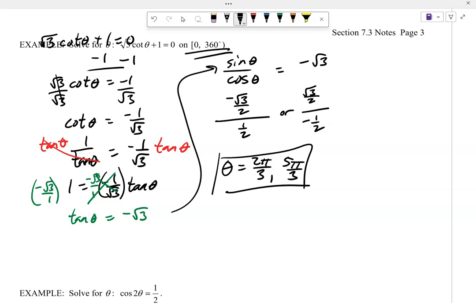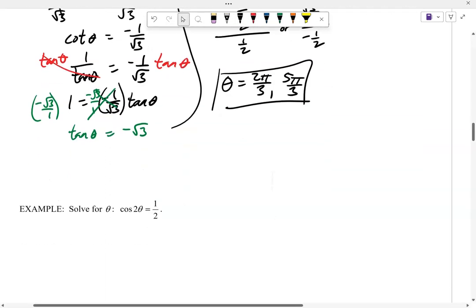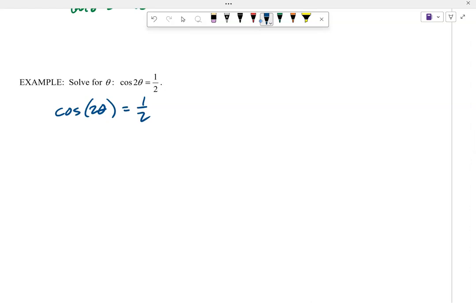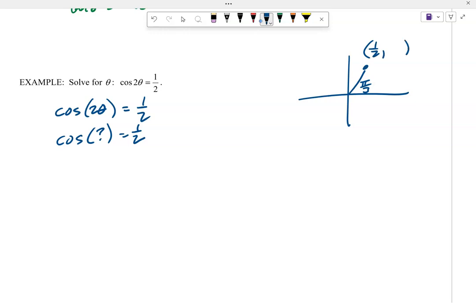Now let's do it with a double angle here. We've got cosine of 2 theta equals a half. And notice there's no restrictions. It's not like it's just from 0 to 2 pi. So cosine of what is a half? And we know at pi thirds, 60 degrees, we have a cosine that's a half. So we know cosine of pi thirds is a half.